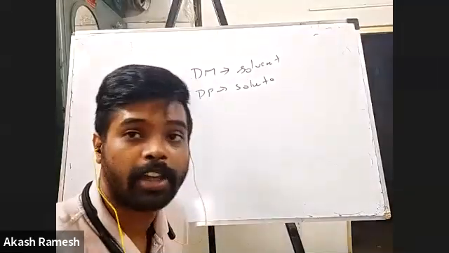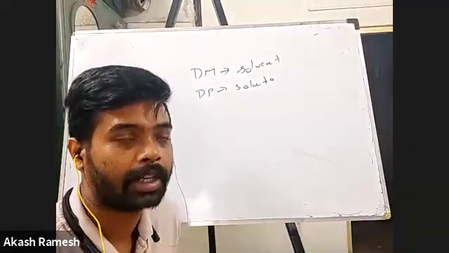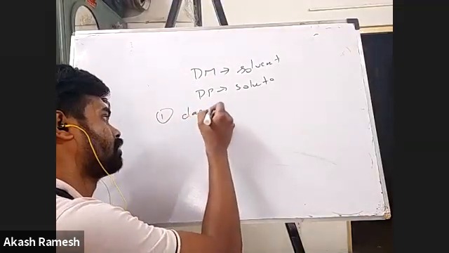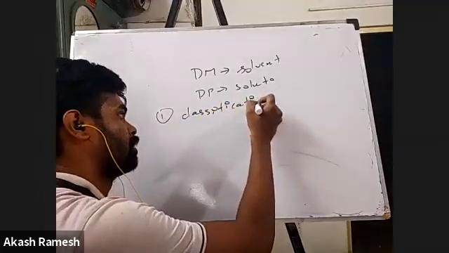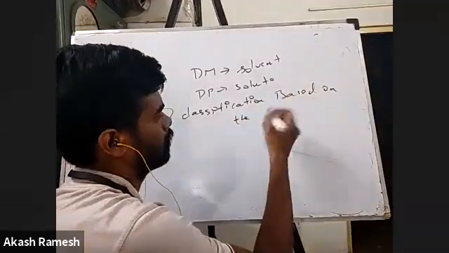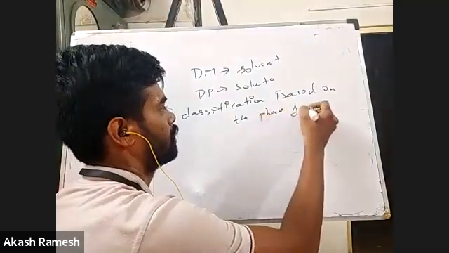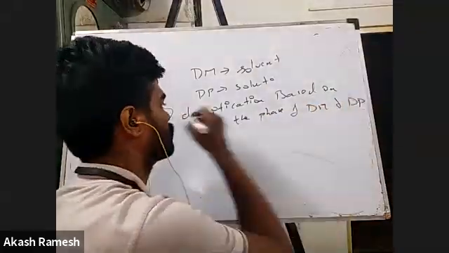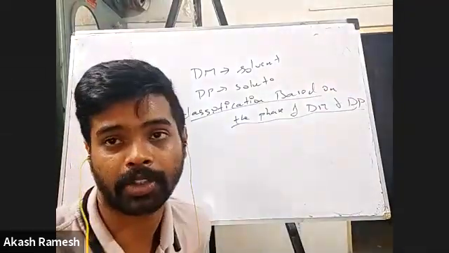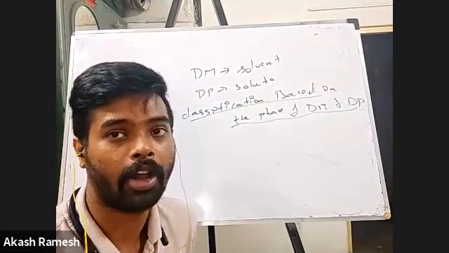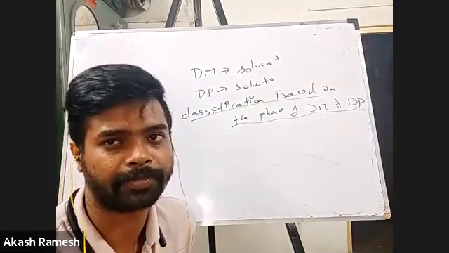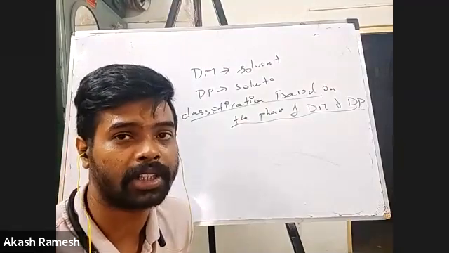So there are various ways by which you can go for classification, right? Say the first classification is based on the phase of the dispersed medium and dispersed phase. I'm talking about which phase the dispersed medium and dispersed phase are in, whether it's in solid state, liquid state or gaseous state. I can have so many combinations, isn't it? So depending on these phases, right?